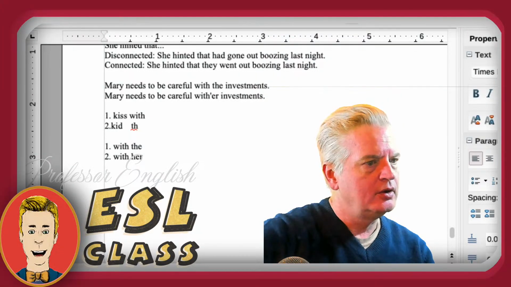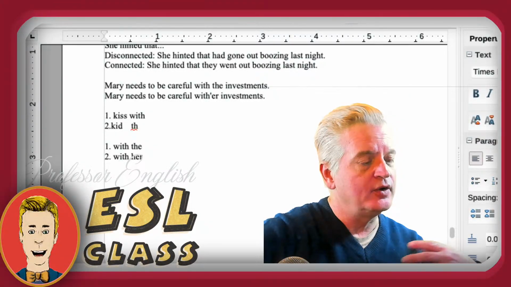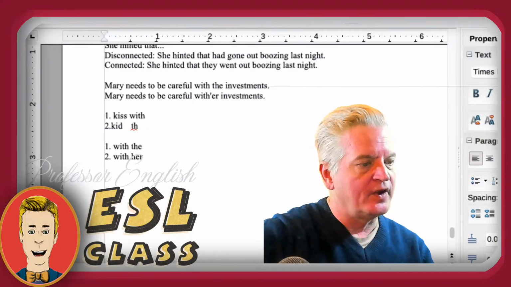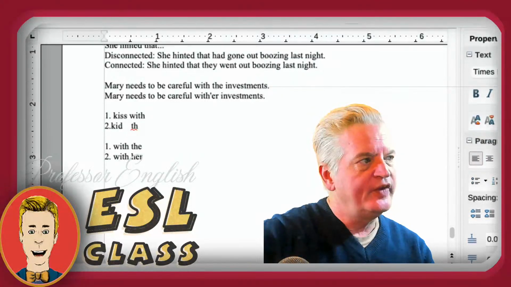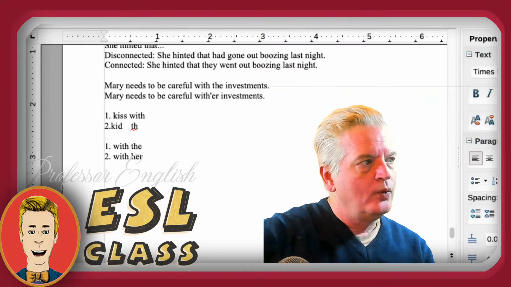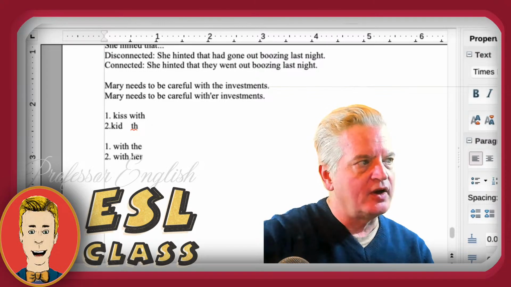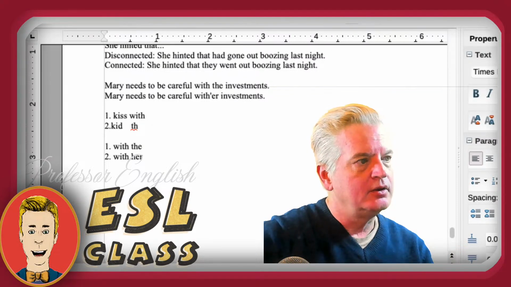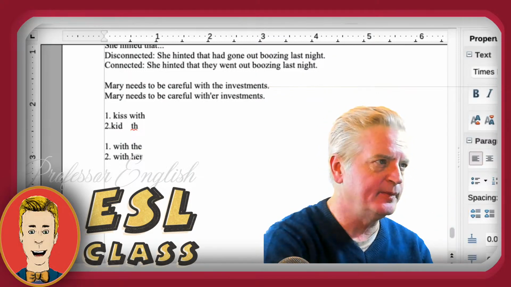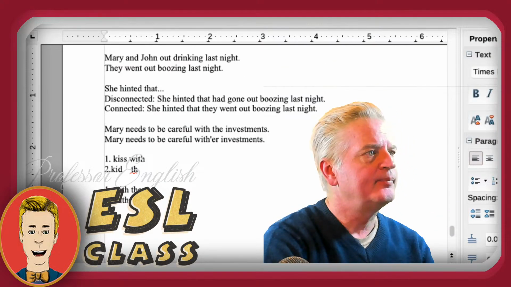But number two, let me say number two. Wither. Wither. Or if you're somewhere where they don't pronounce R's, witha. So number one is with the. And number two is with her. Or the way I would say it, wither. That's really the big difference.